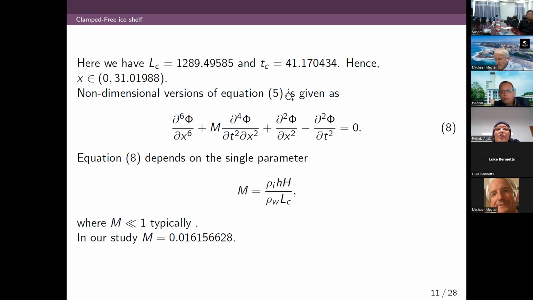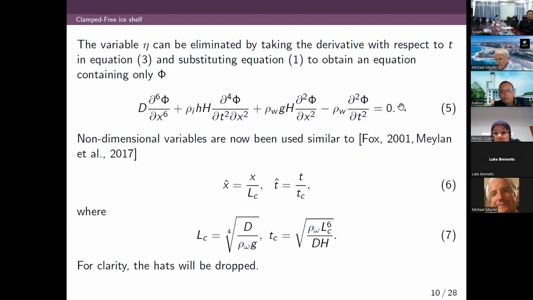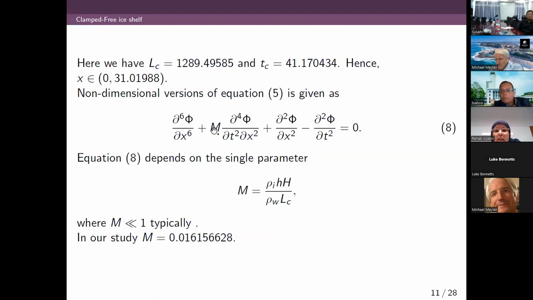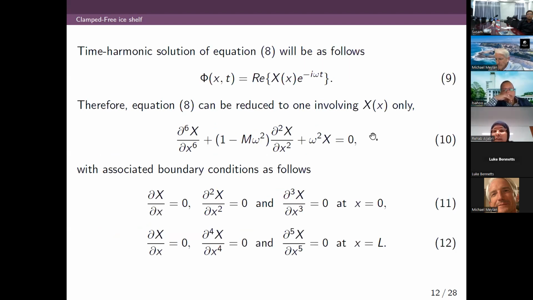Now the non-dimensional version of equation 5, which is this one, will be this equation, and it depends on the singular parameter M, and typically M is much less than 1, and in our case, this is what M equals. So we will solve it as a time harmonic solution. We're going to use separation of variables, and after solving like this, this is a typical eigenvalue problem. Omega here is the angular frequency. So it's really an easy equation to solve.